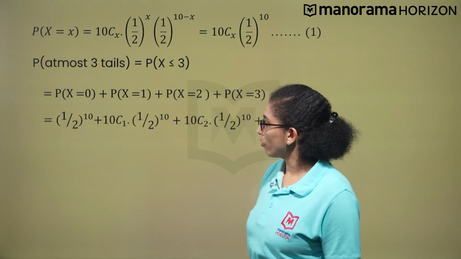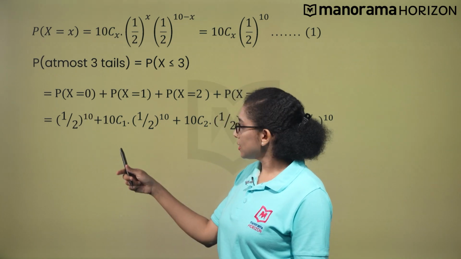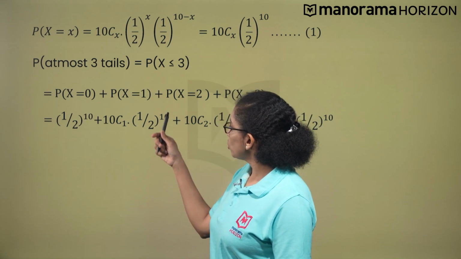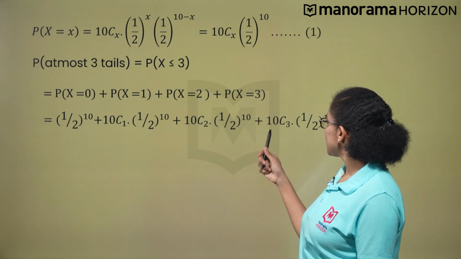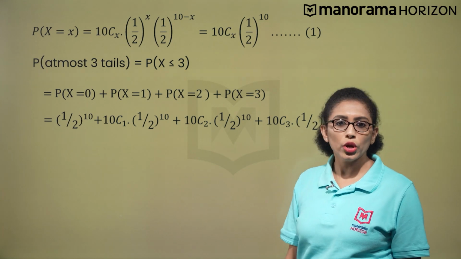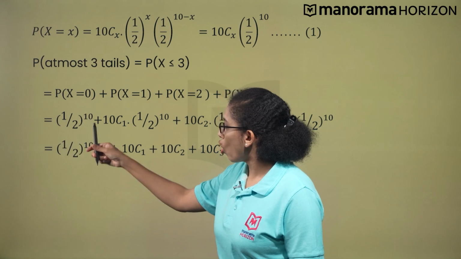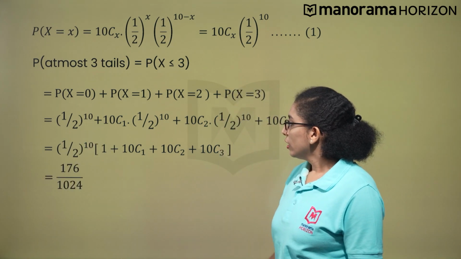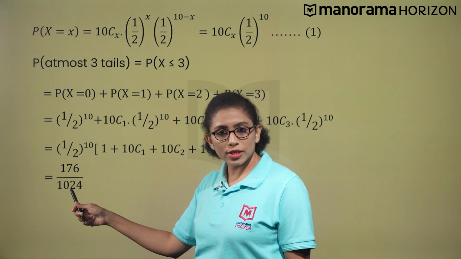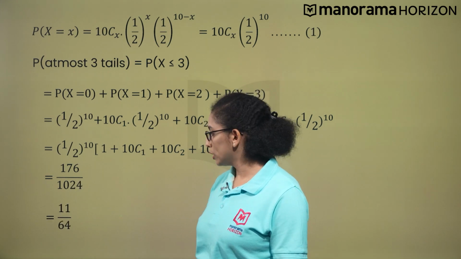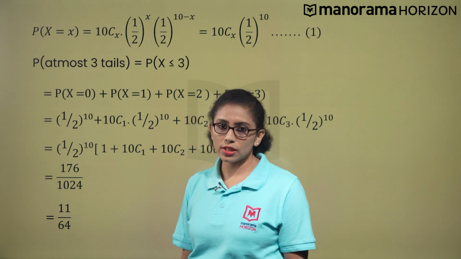Now, we have to substitute the values over here. We get (1 by 2) the whole raised to 10 plus 10C1 (1 by 2) the whole raised to 10 plus 10C2 (1 by 2) the whole raised to 10 plus 10C3 (1 by 2) the whole raised to 10. Now, again on solving, taking (1 by 2) the whole raised to 10 outside, we get on solving the final answer as 176 by 1024, which is nothing but, again reducing, we get it as 11 by 64.